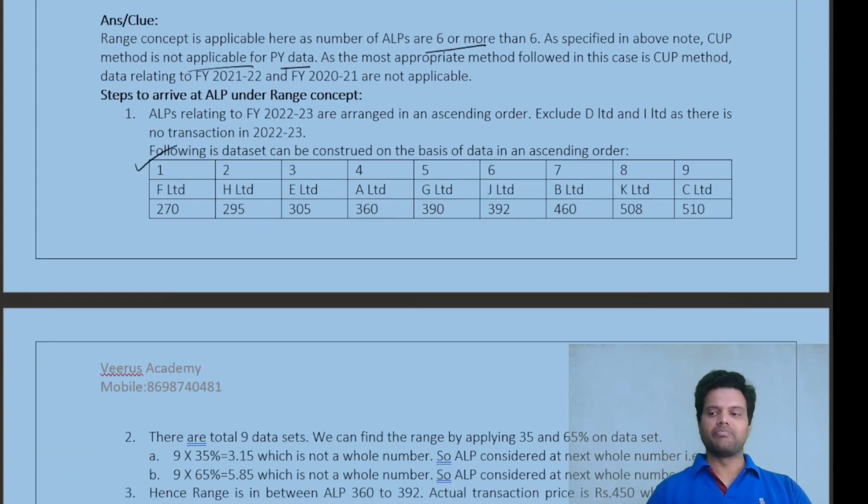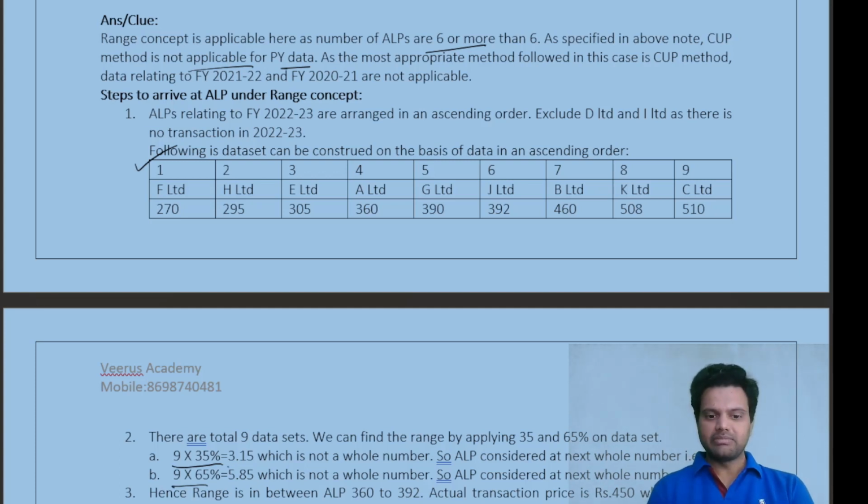What is step number 2? Applying the 35% and 65% here. Out of this data set of 9, we need to apply 35%, and similarly on 9 we need to apply 65%. In this, we are restricting our sample to the average number. We want the average ALPs here.